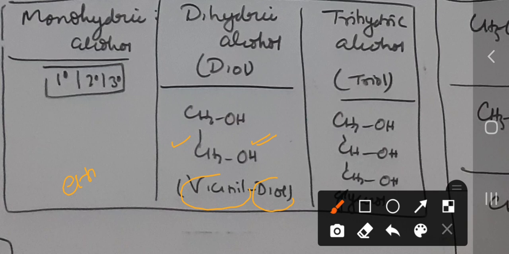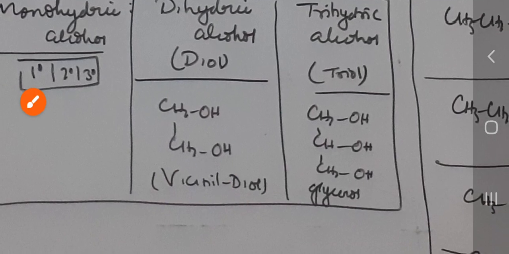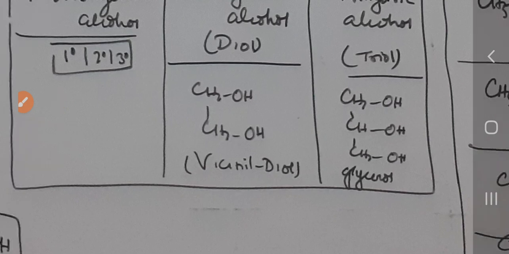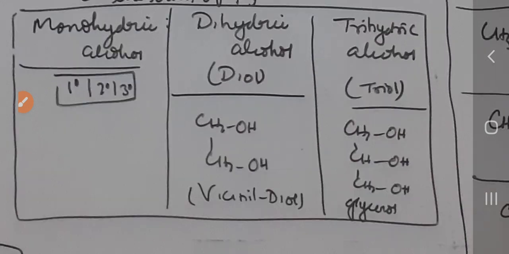And trihydric alcohol consists of three OH groups. So here you can see the example of glycerol, which consists of three OH groups attached to the hydrocarbon part, and each OH group is attached to a consecutive carbon in glycerol. Glycerol is the commercial name of this trihydric alcohol or triol.